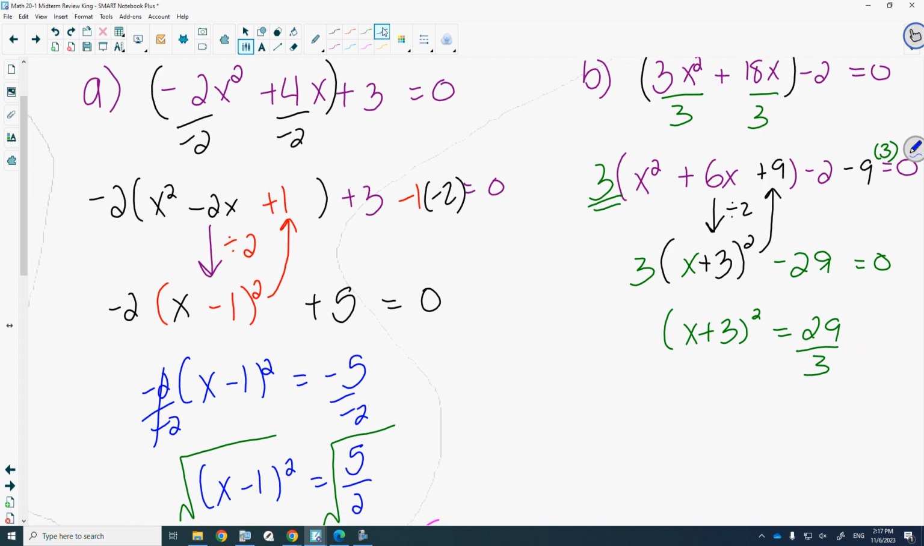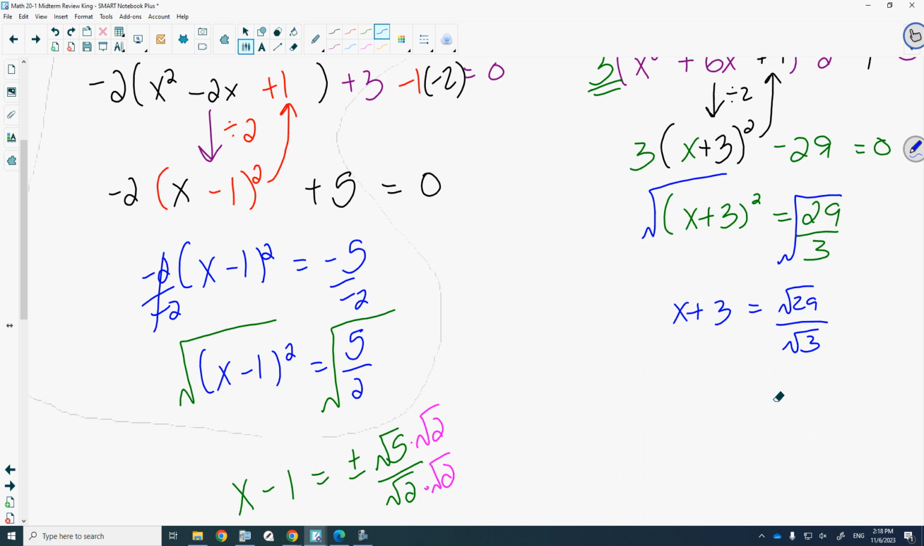From here, let's square root both sides. And we're going to get x plus 3 is equal to the square root of 29 over the square root of 3. I'm going to rationalize this by multiplying this by root 3 and this by root 3. And I'll get x plus 3, sorry, this should be plus or minus. Plus or minus, 29 times 3 is 87 over 3.